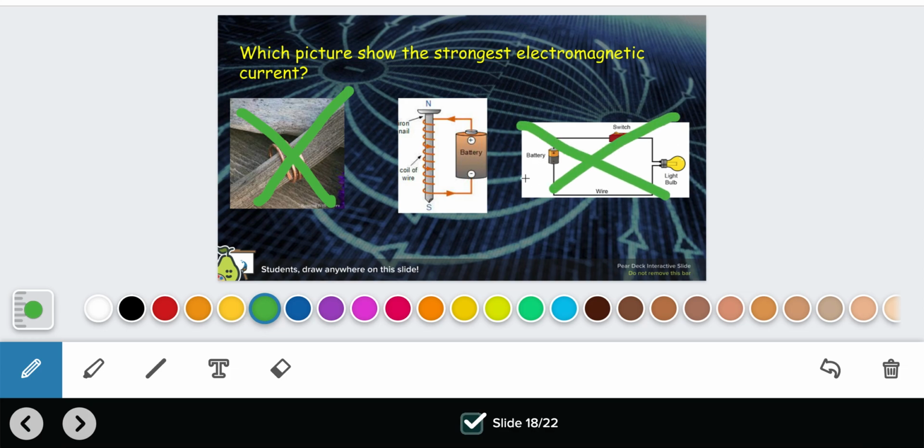The strongest one is going to be this middle picture. Why? Because there is a copper coil. We just learned that can increase the electromagnetic field, and it can help align all these domains in this iron nail and make it into a nice, powerful magnet. The more coils you have, the stronger the electromagnetic field.